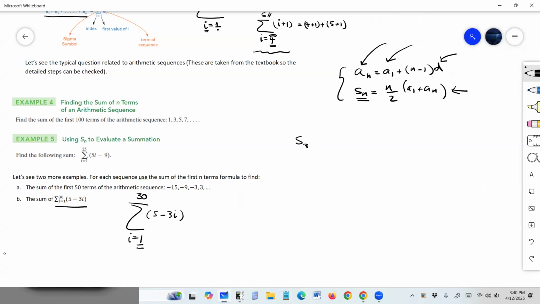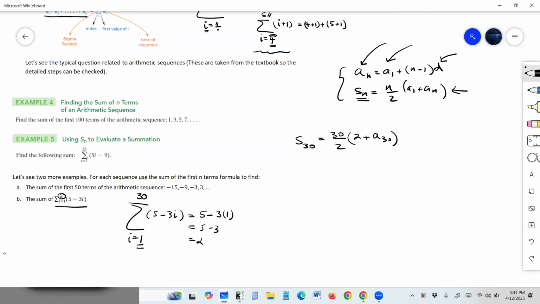So I need to find S30, right? Because this is the last term. So this will be 30 over 2. So I have to find the first term here, and that is when I equals 1. So this is 5 minus 3, which is 2. Okay, so this is 2 plus a30.